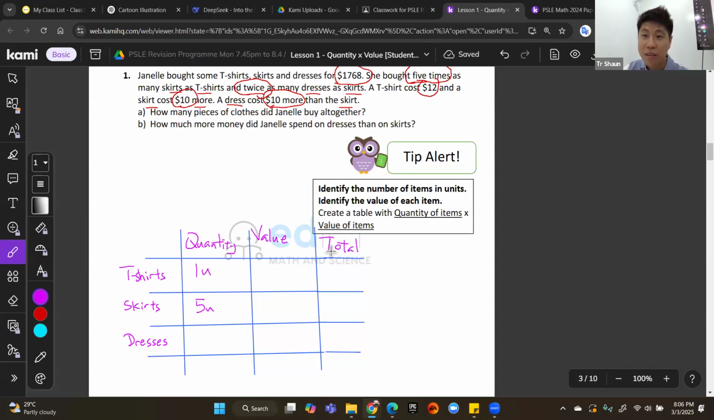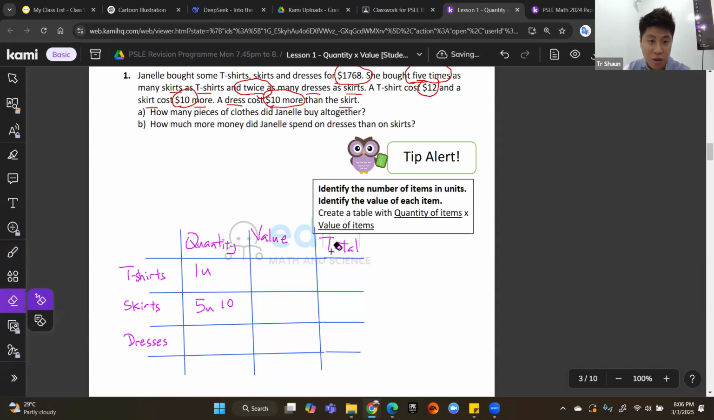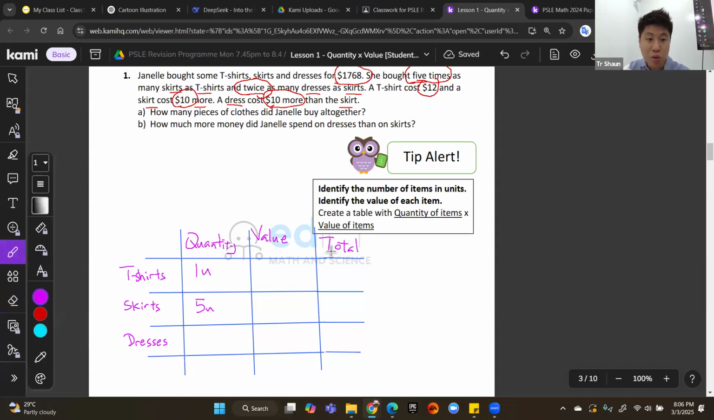Is it still five times? Is the skirt still five times? If here is 2, here is 10, 10 divided by 2 is 5. It's okay. Good try, folks. I can put it as 2 units and 10 units. Perfectly fine. But I want to keep it as low as possible. So t-shirts 1, skirts 5.